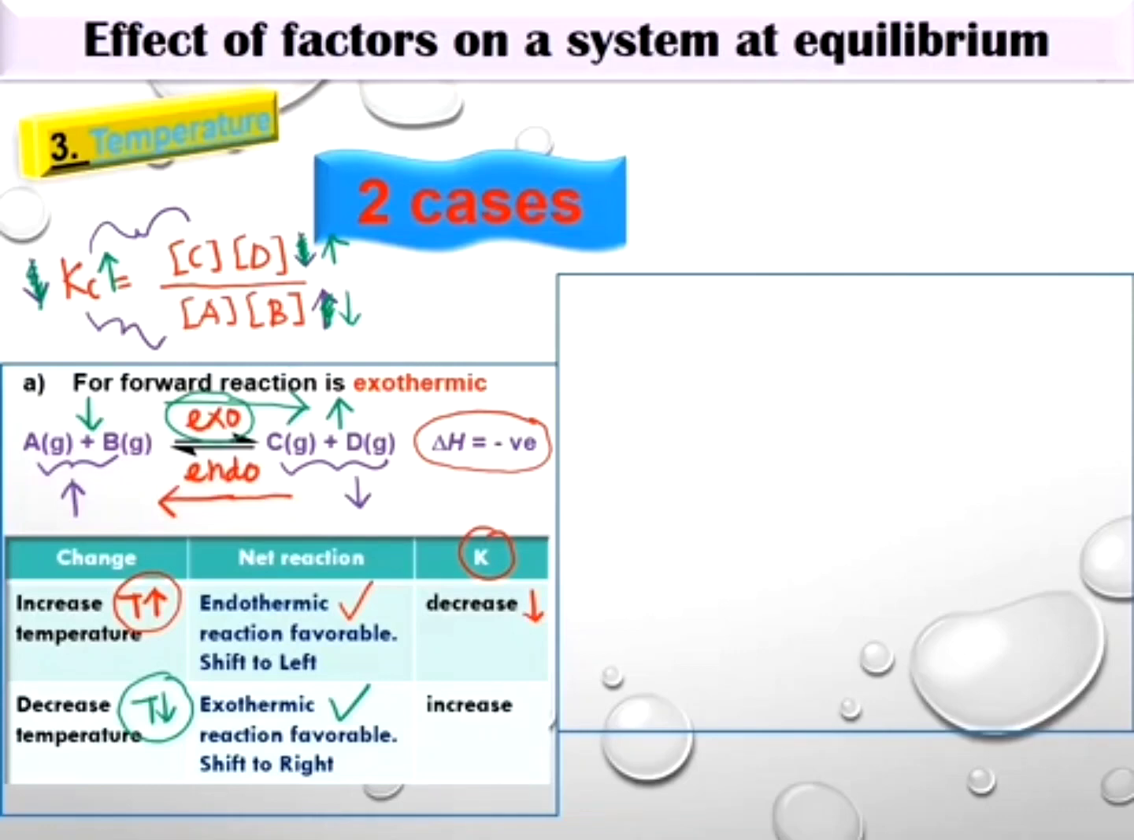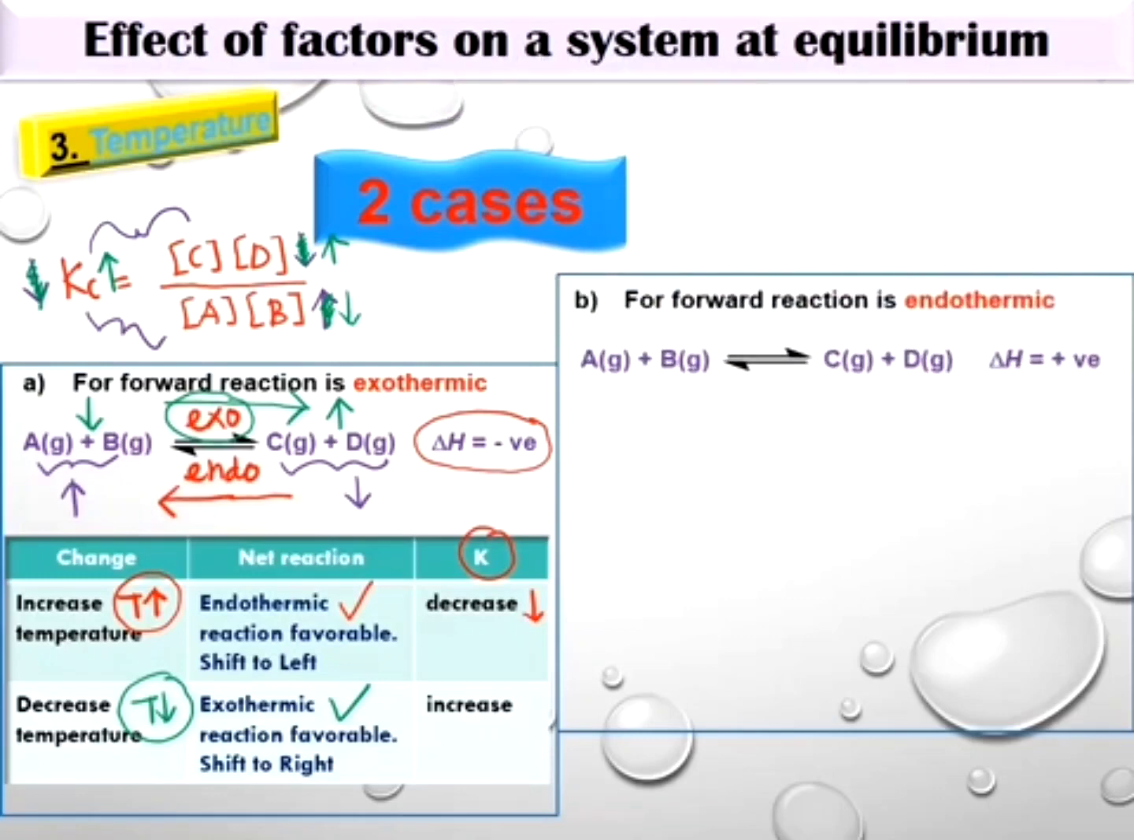Okay, contoh kes yang seterusnya. Bagi forward reaction adalah endothermic. Tadi sebab apa dia endothermic? Okay, tengok kat sini kelas. Delta H dia. Kalau diberi dalam soalan, delta H dia adalah positif. So, kalau delta H positif, forward reaction adalah endo. Maksudnya AB jadi CD, dia adalah endo. And the reverse reaction akan jadi exo. Boleh? Okay? Alright.